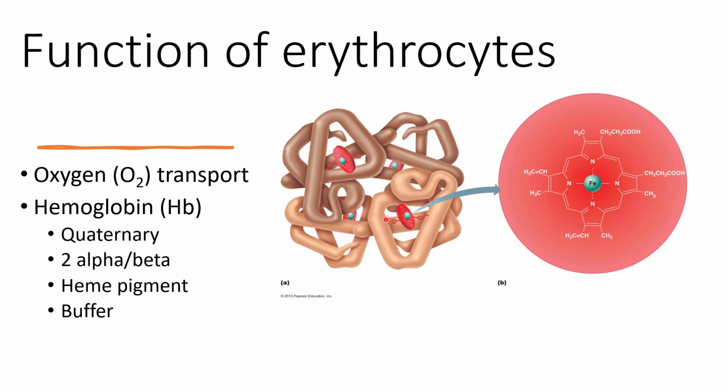Now, each red blood cell, each erythrocyte, has lots and lots and lots of hemoglobins. Each one can carry 4 oxygens. So one erythrocyte can really, really pack in a lot of oxygen.